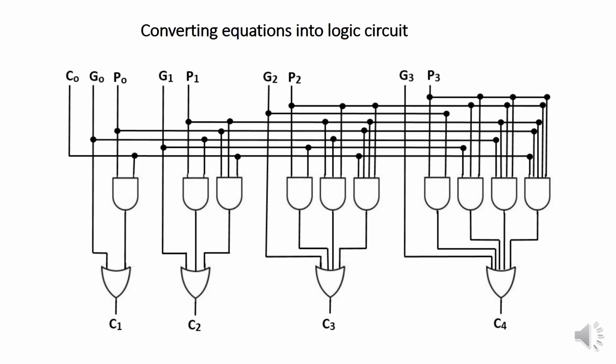Let's then convert these equations into logic circuit. This is the logic circuit to generate the carries from the G and P functions. As we can see, we have used the 10 AND gates and the 4 OR gates. But this is not yet the complete adder circuit. According to our strategy, we need to add the step 1 in front to generate the G and P functions, and the step 3 at the back to generate the sum S.